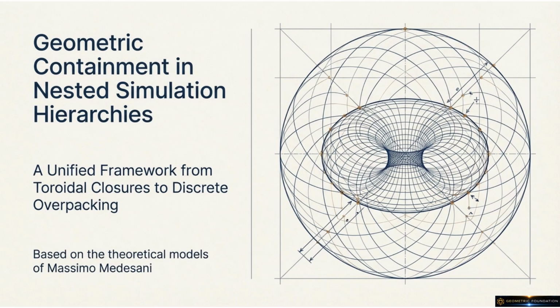Slide 1. Title and Conceptual Overview. Let us begin with our foundational slide, introducing the core concept of geometric containment in nested simulation hierarchies. You observe a three-dimensional visualization depicting an outer spherical grid encapsulating an inner toroidal form, a donut-shaped surface rendered in precise mathematical coordinates. This visual metaphor encapsulates our fundamental thesis.